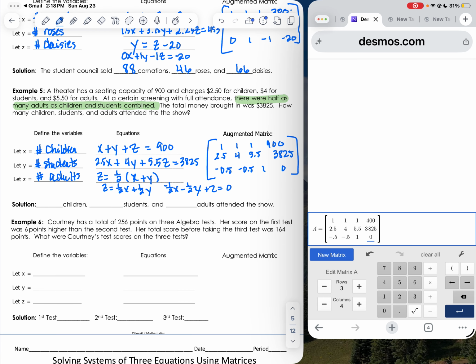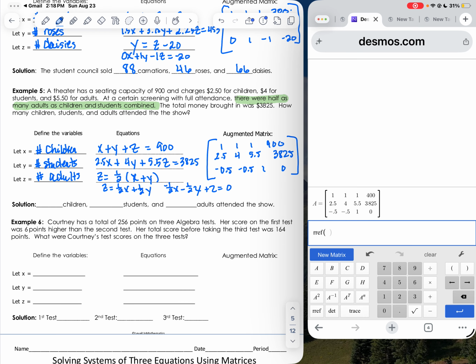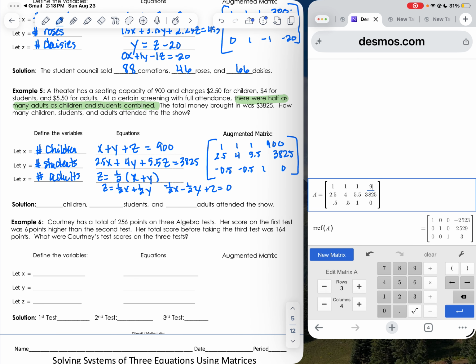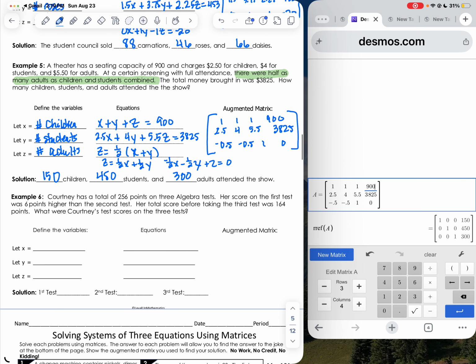Now I'll hit the return symbol, and then I want this RREF, matrix A. All right, now I'm getting kind of a weird answer. So this tells me I have some error somewhere in my matrix. So let me go back and see. This 400 was supposed to be 900. So if you're getting a weird answer, you probably just made some kind of typo. So now I can see that there were 150 children, 450 students, and 300 adults attended the show.